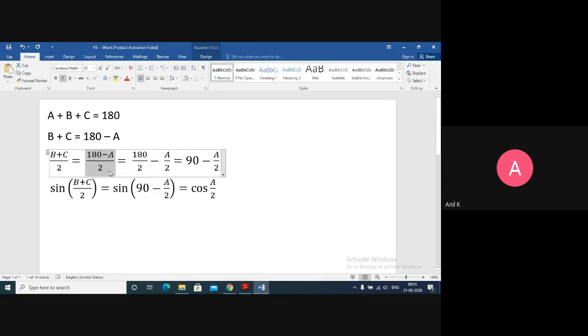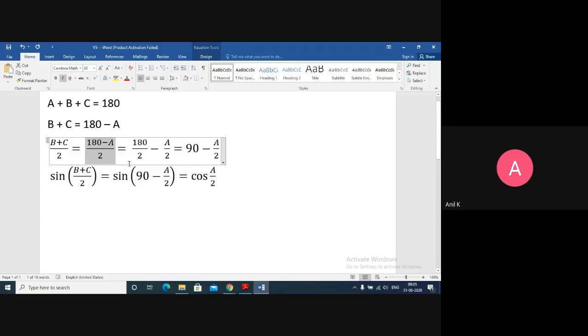For this fraction 180 minus A by 2, I can separate the denominator, which can be written as 180 by 2 minus A by 2. If I take the LCM for these terms, I'll go back to this step because here the LCM will be 2 only. So I get 180 minus A upon 2. But here I cancel 2 with 180 as 90 times. So 90 minus A by 2. So I got B plus C by 2 is equal to 90 minus A by 2.